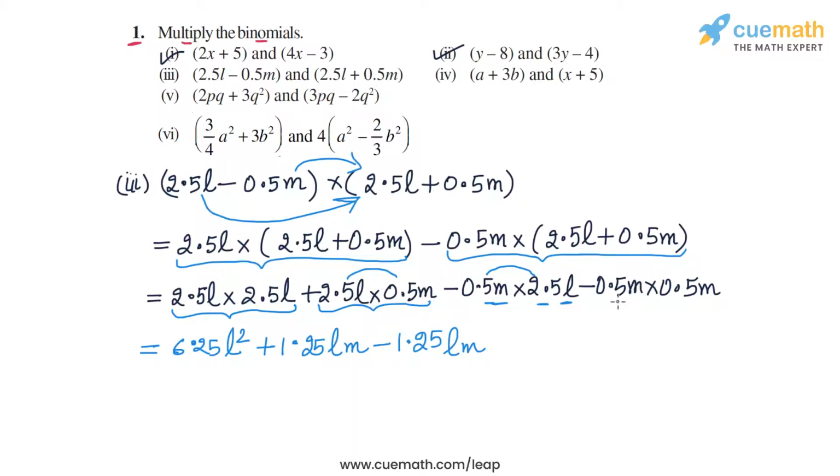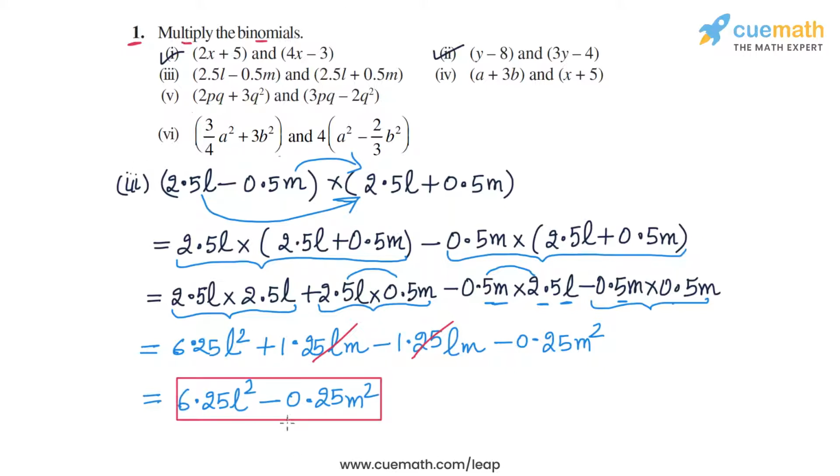And then we have minus 0.5 m into 0.5 m, the fourth product. Minus 0.5 into 0.5 will be minus 0.25, and m into m is m square. So in these four terms, the second and the third term cancel each other out exactly, and we will be left with only 6.25 L square minus 0.25 m square. So this expression that we have obtained, 6.25 L square minus 0.25 m square, this is the answer for part 3.